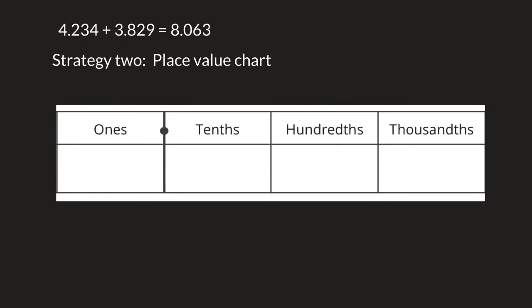Okay, so if we were to add our decimals, here we go. Now, aren't those the cutest dots you've ever seen? So we've got 4 ones, 2 tenths, 3 hundredths, and then 4 thousandths. And we are going to add these decimals now. We're going to add those digits. So we've got 3 ones, 8 tenths, 2 hundredths, and 9 thousandths.